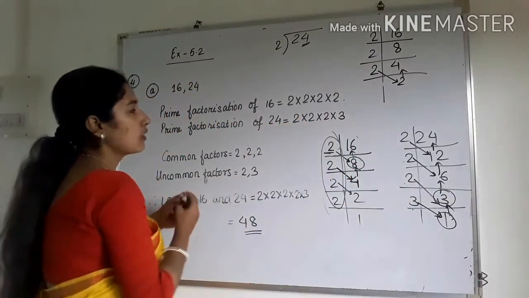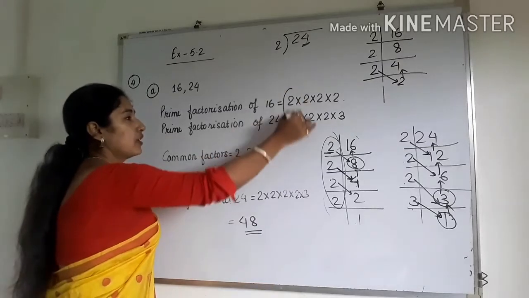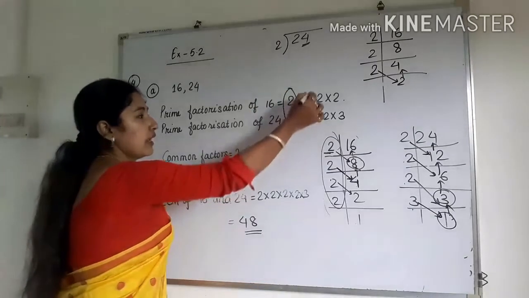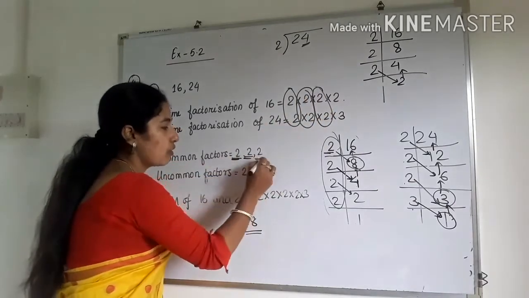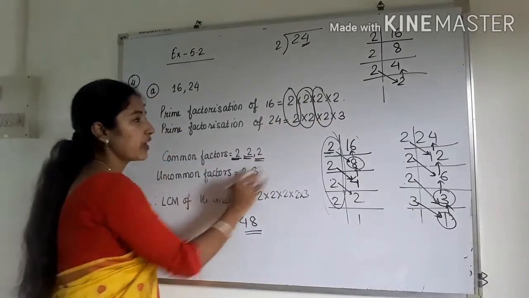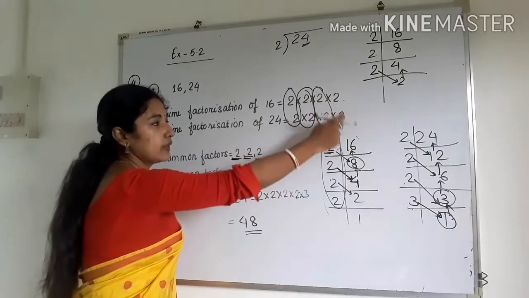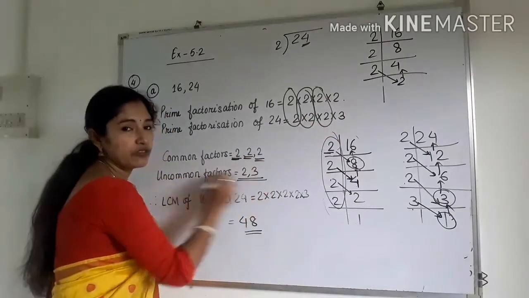Okay, so what are the common factors? See, first 2 is common. Next another 2 is also common. Next another 2 is also common, okay. So what are the uncommon factors? These are uncommon, 2 and 3, that are uncommon, okay. You have to write the uncommon factors.